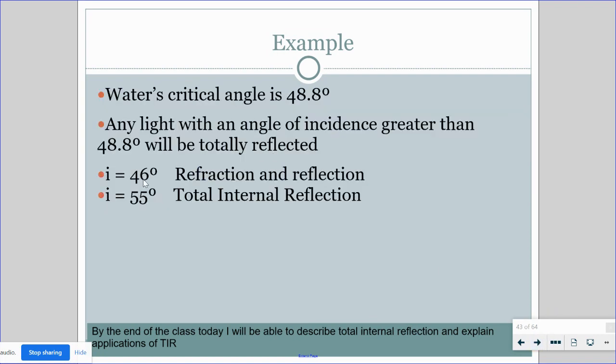If the angle was 46 degrees, we'd get refraction and reflection, a little bit of both. If the angle is 55, total internal reflection. If I is 24 degrees, we'd get just refraction.